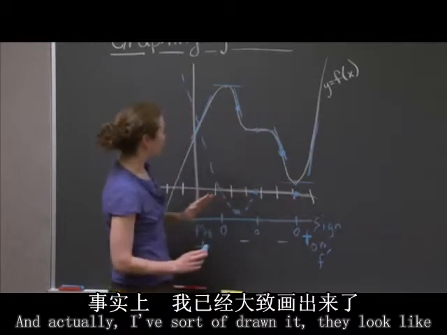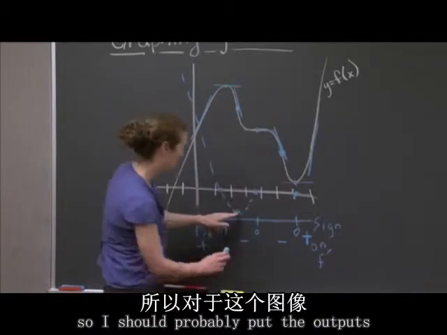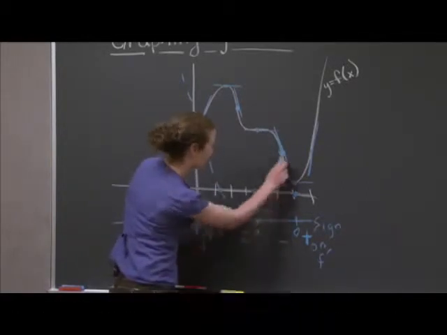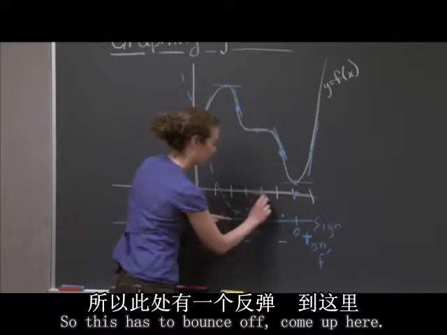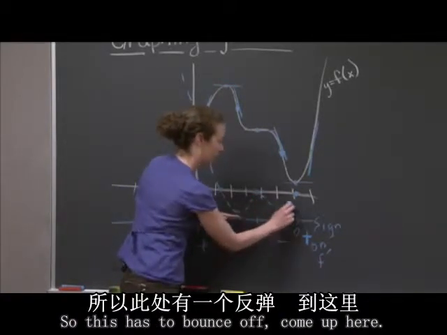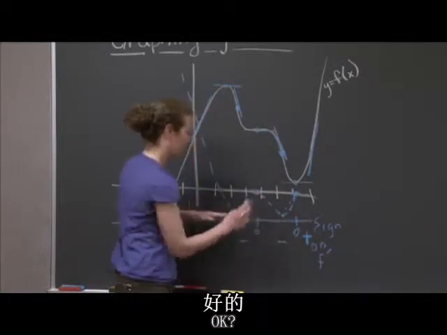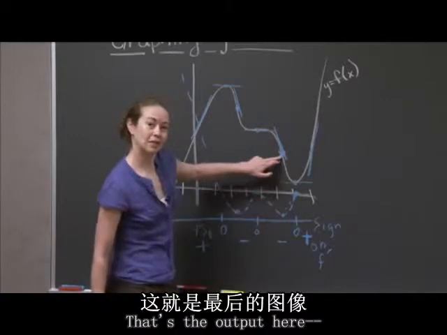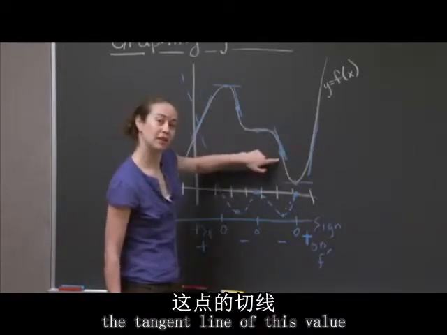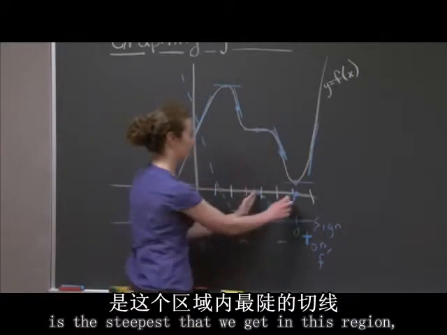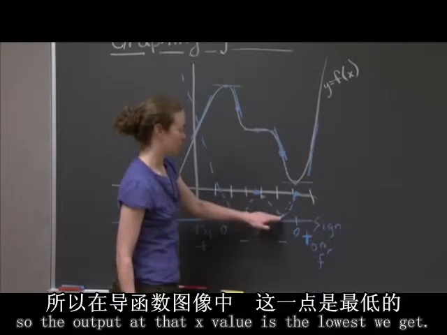And actually, I've sort of drawn it. They look like they're about the same steepness at those two places. So I should probably put the outputs about the same down here. Their magnitudes are about the same. So this has to bounce off, come up here. I made that a little sharper than I meant to. Okay. So that's the place, the tangent line at this x value is the steepest that we get in this region. So the output at that x value is the lowest we get.